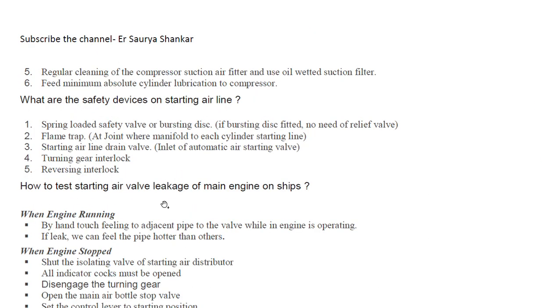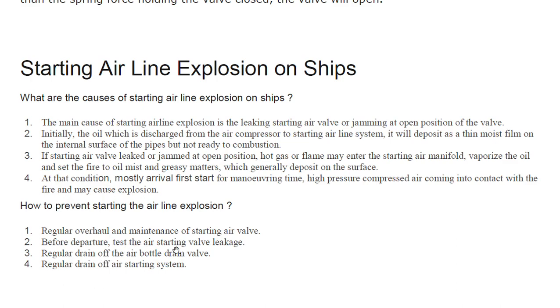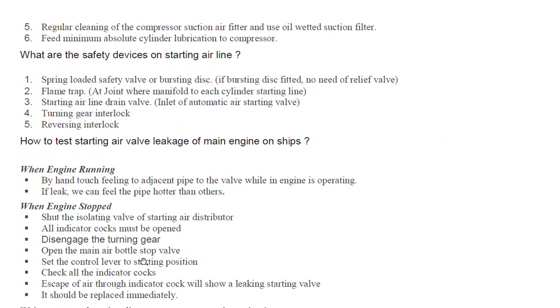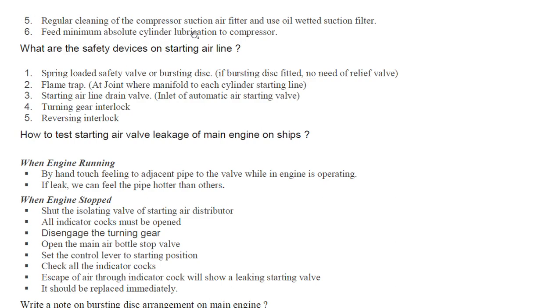How to prevent starting air line explosion? Regular overhaul and maintenance of starting air valve. We have to do regular overhaul and maintenance of the starting air valve. Before departure, test the air starting valve leakage. We have to do its leakage test. Regular drain of air bottles and drain valves. Just as we drain the service tank, we should also drain the air bottles. Regular drain of the air starting system also has to be done. Regular cleaning of compressor suction air filter and use of oil wetted suction filter. Feed minimum absolute cylinder lubrication to the compressor.